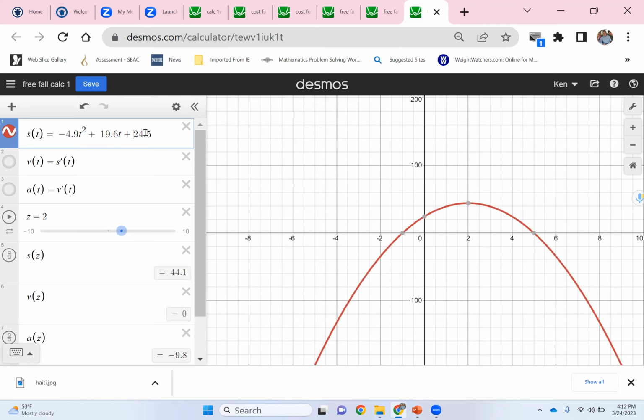All right. So we want to know a few things. First of all, at what time is the velocity 0? Well, the velocity is 0 at its highest point. That's when t is at 2 seconds. What is the highest point? Right here, 44.1.